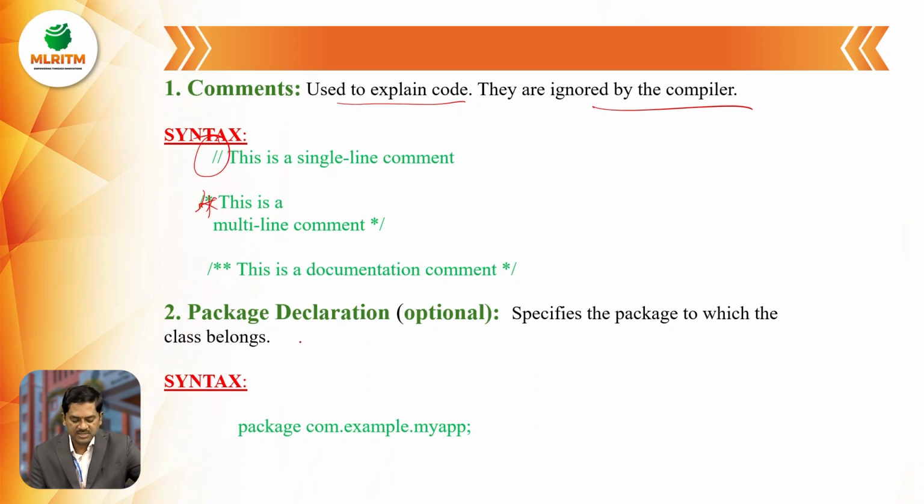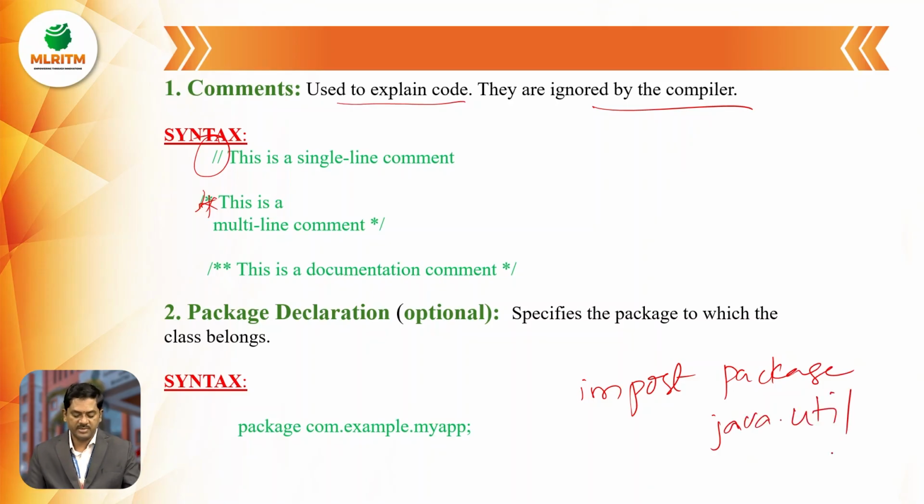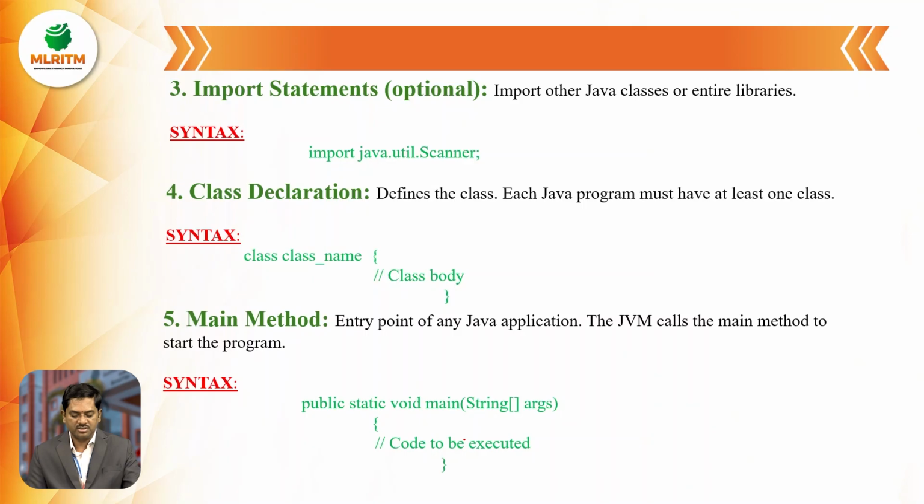The next is how we declare the package. It specifies the package to which the class belongs. This is how we can write it, and we can also write import java.util. So in this way also we can write. Here we have one example, where the package is com.example.myapplication. This is also possible.